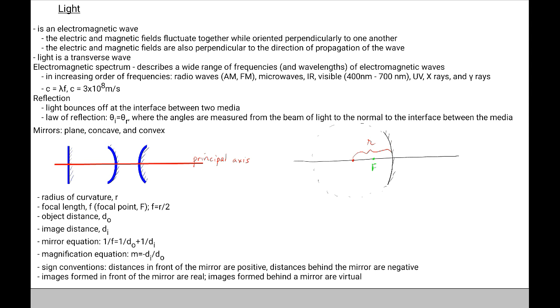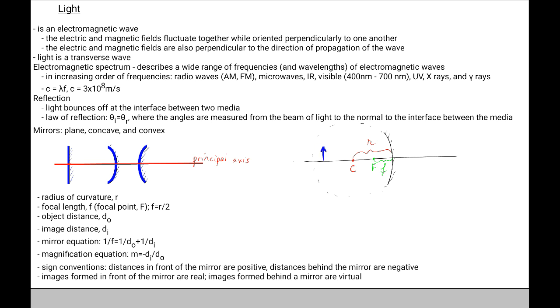So F, capital F, is the focal point, and then this distance is called the focal length. And focal length is exactly in the middle of the radius of curvature. So I guess I should put C here for center.